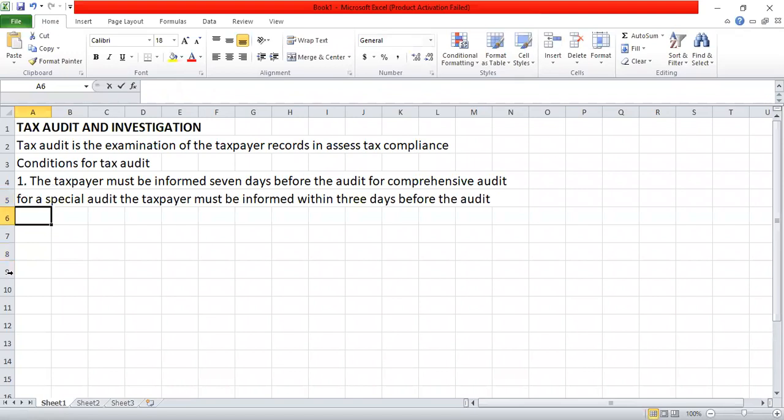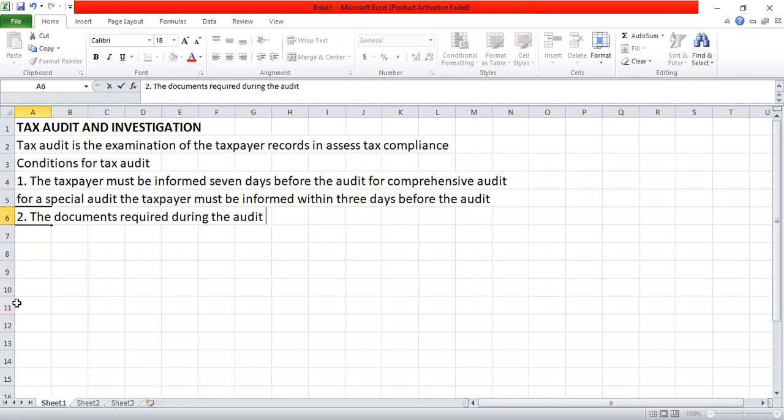Condition number two, the documents required during the audit. The taxpayer must be informed or must be told the documents that are needed during the audit.